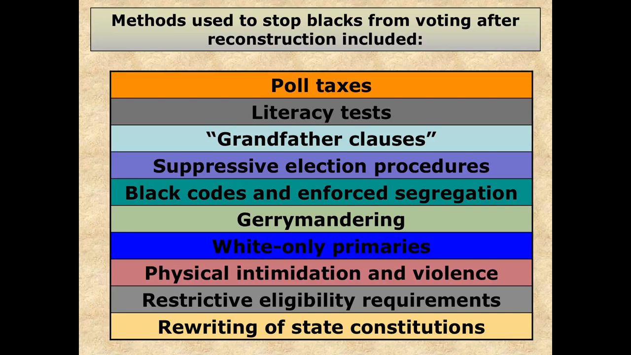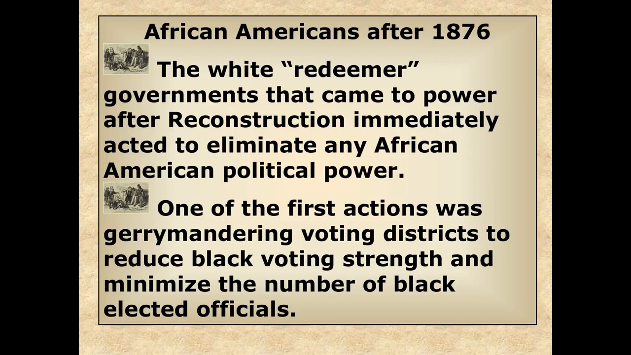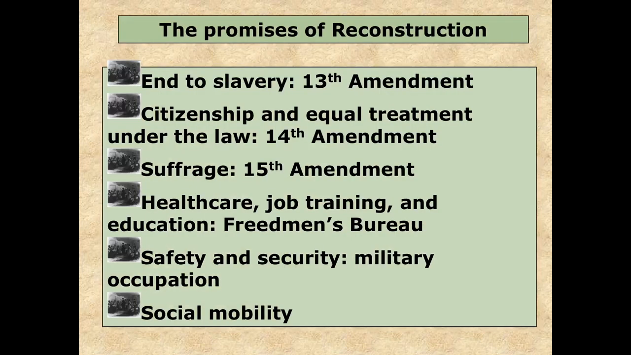So really, Reconstruction was very promising, but thanks to the Redeemer governments, we couldn't really enforce any of these things anymore, like the 14th and 15th Amendments. And with the dissolution of the Freedmen's Bureau, with the withdrawal of the troops in the South, it's kind of like life went back to how it was, just that now it's a form of legalized slavery with sharecropping and tenant farming. But the violence is there with the KKK.